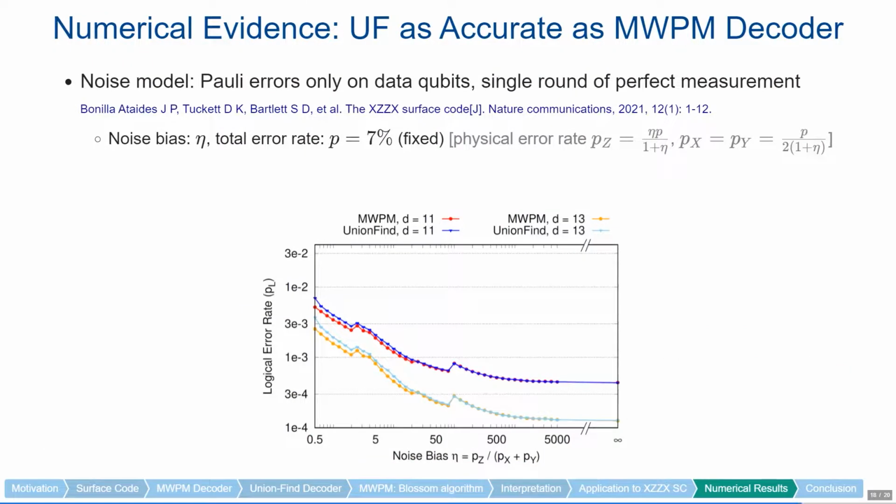Using numerical simulations, we confirm that analytical result. We are fixing the physical error rate to 7% here and changing the noise bias eta. The unifying decoder is indeed equally accurate as the MWPM decoder when the noise bias goes to infinity. You can see the accuracy loss of the unifying decoder vanishes when the noise bias goes high.